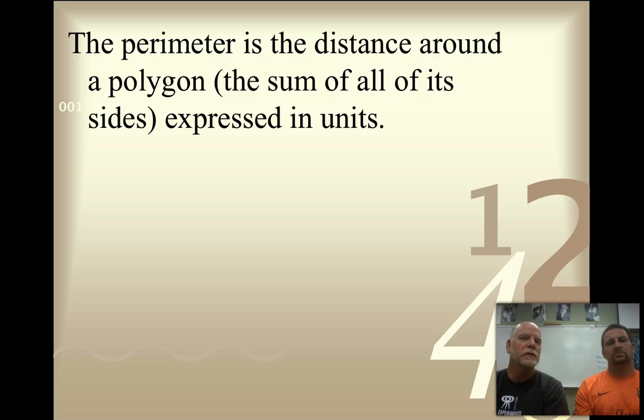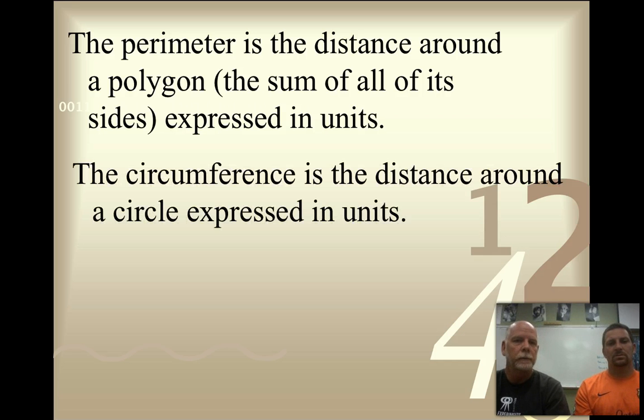And it's always expressed in linear units, like feet or inches or miles or millimeters, whatever it might be. So you're familiar with perimeter. You just need to remember that term, perimeter: distance around. Circumference is the same thing, it's just for a circle.